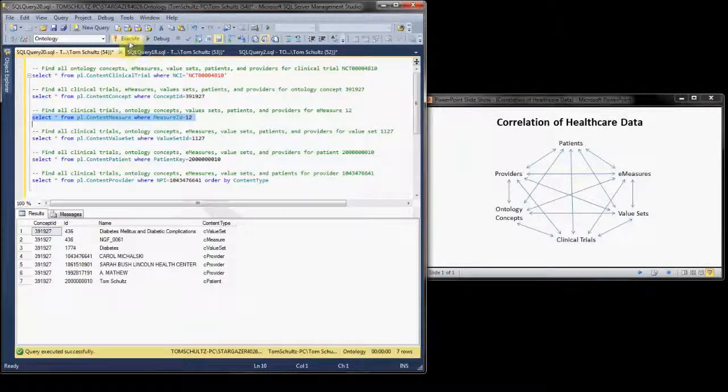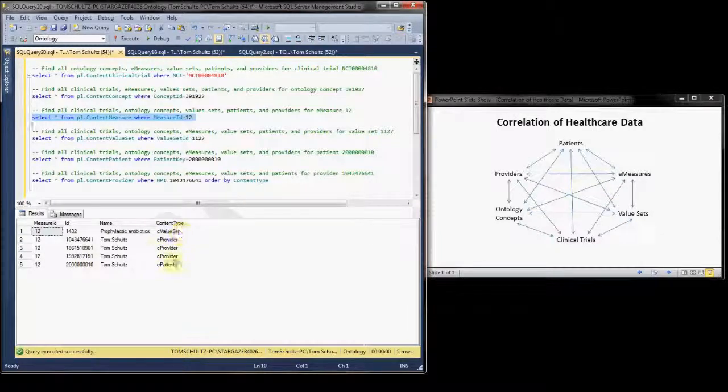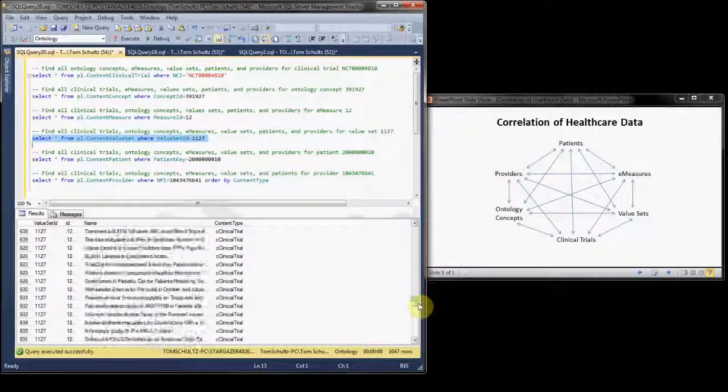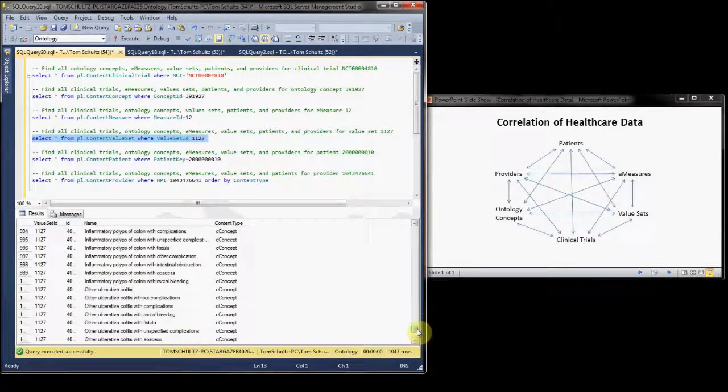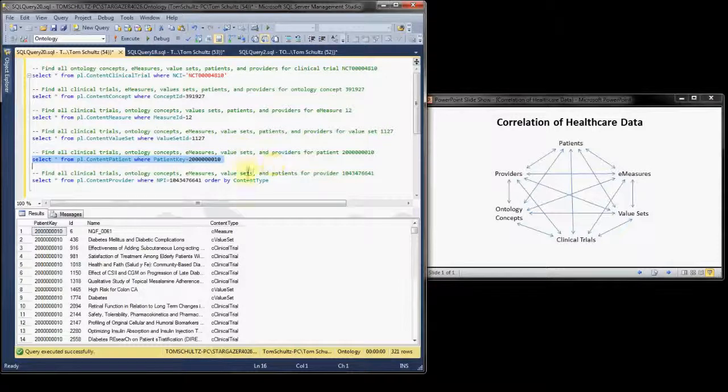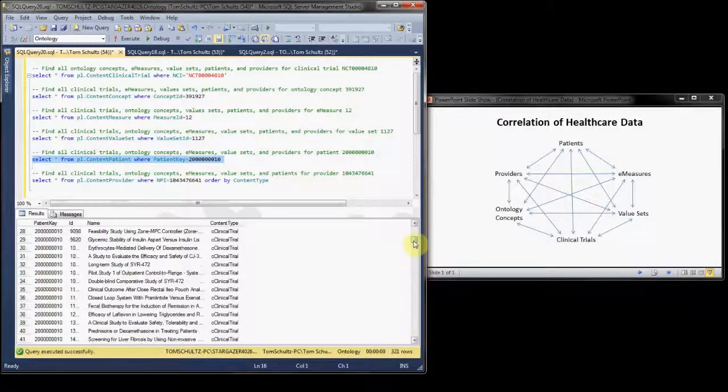For a particular e-measure here, again, we return the correlated value sets, providers, patients, clinical trials. For a given value set here, we find the clinical trials that use that value set and related concepts, providers, and patients. Similarly, for a particular patient, we find all of the clinical trials, value sets, measures, so on and so forth. You get the idea here.